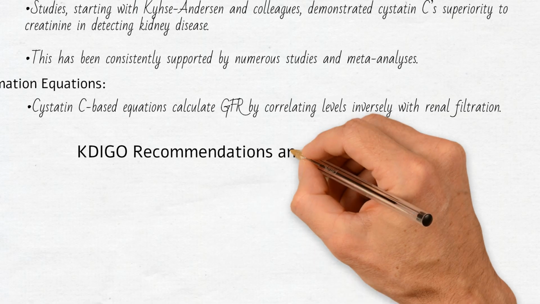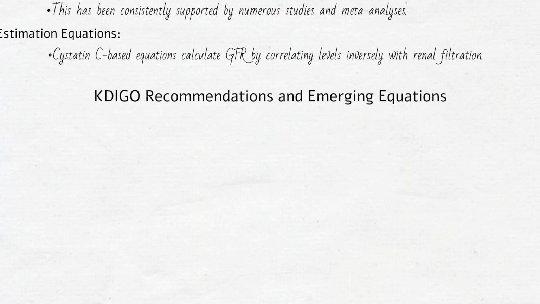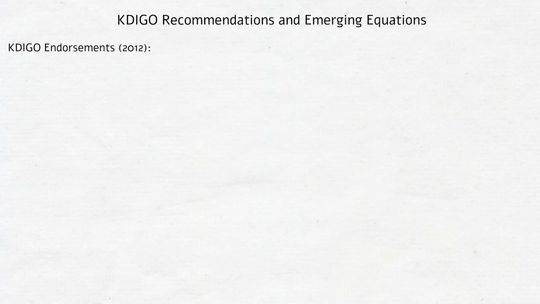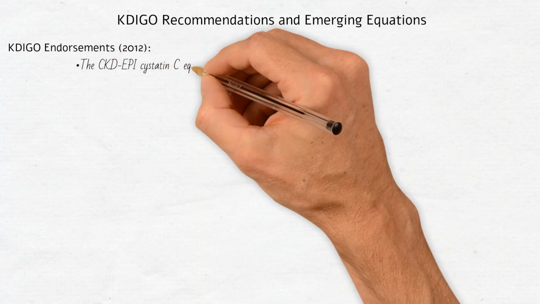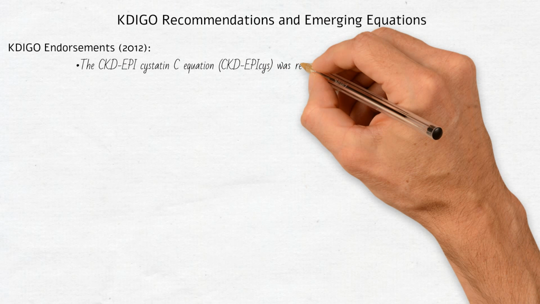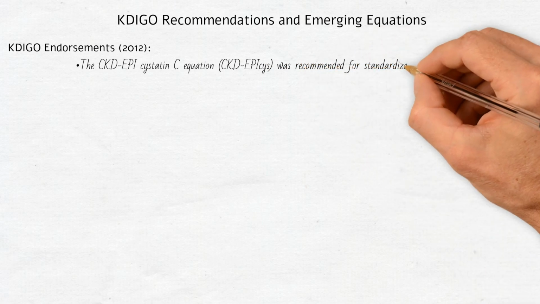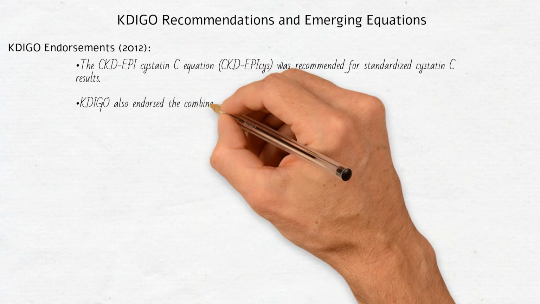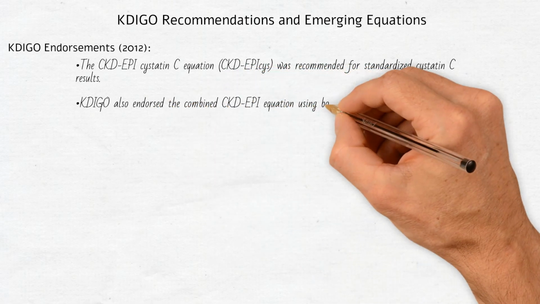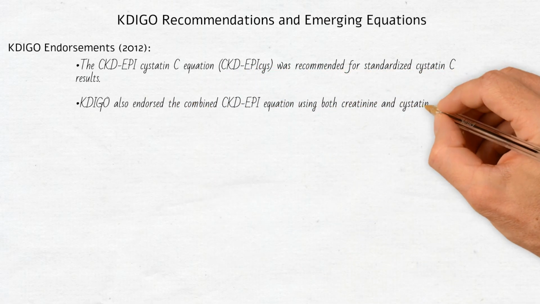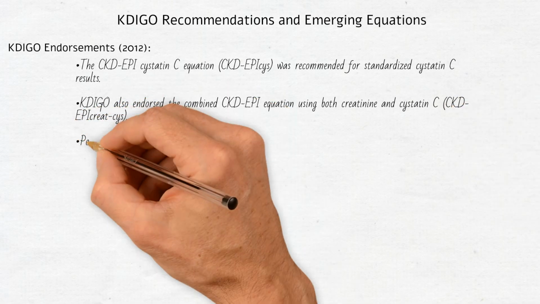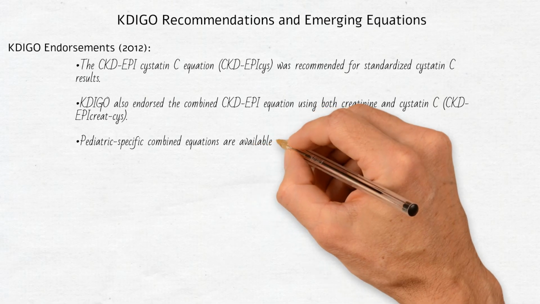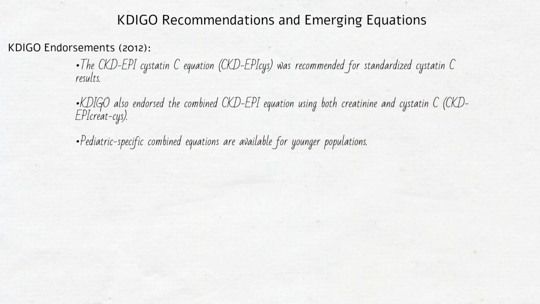KDIGO recommendations and emerging equations. KDIGO endorsements, 2012. The CKD-EPI cystatin C equation, CKD-EPIcys, was recommended for standardized cystatin C results. KDIGO also endorsed the combined CKD-EPI equation using both creatinine and cystatin C, CKD-EPIcr-cys. Pediatric-specific combined equations are available for younger populations.